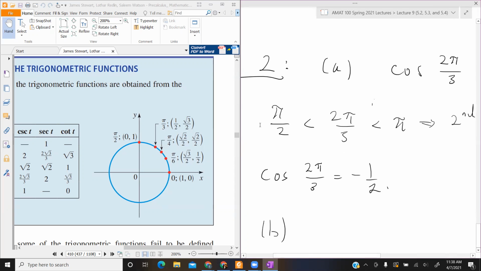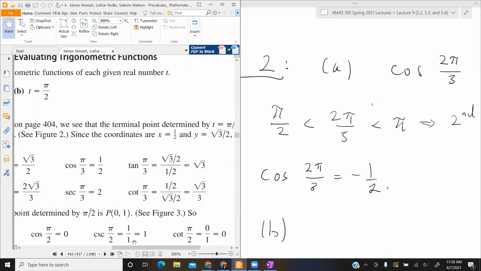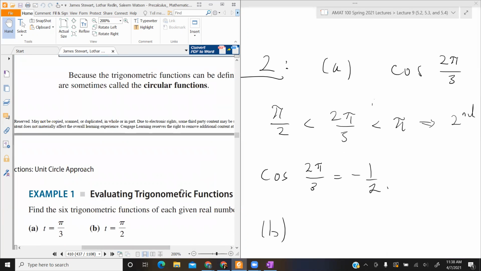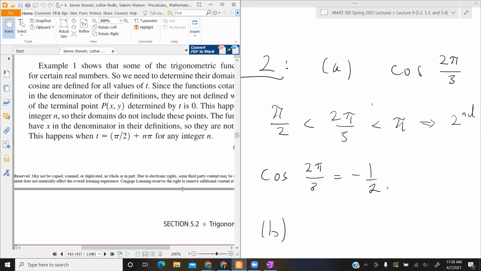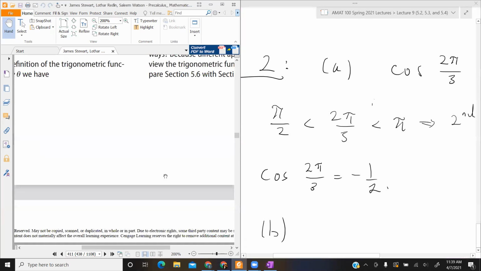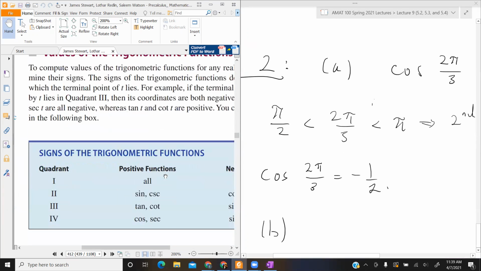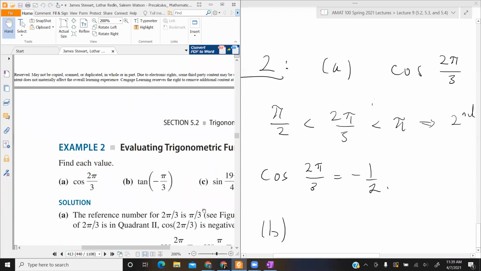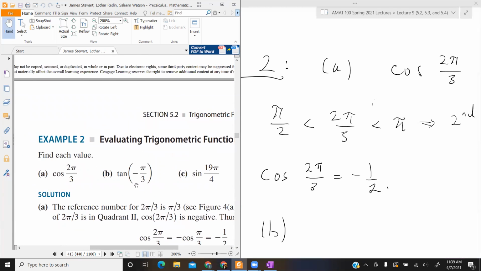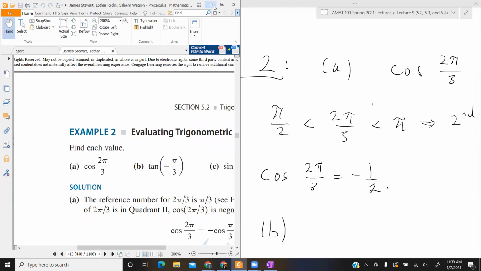Now let's look at part B. I'm not going to do part C. I'm just going to do part B. I'll leave part C to you. So we're looking at tangent of negative π/3.